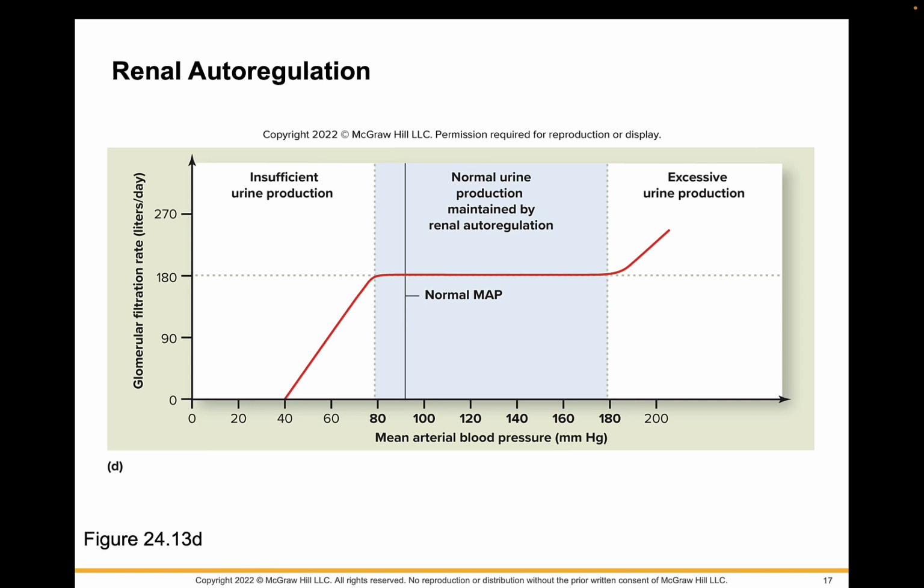And notice glomerular filtration rate is relatively constant. When we see a significant decrease in mean arterial pressure, not enough urine is being produced. If we look at mean arterial blood pressures above 180 millimeters of mercury, we are now looking at an excessive production of urine.